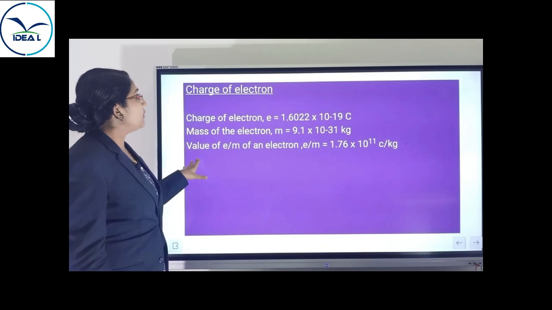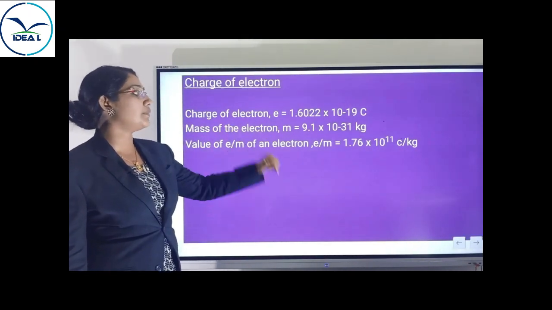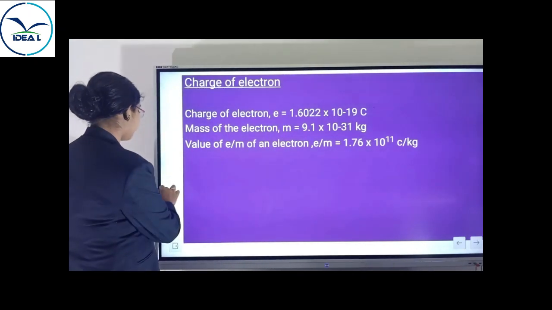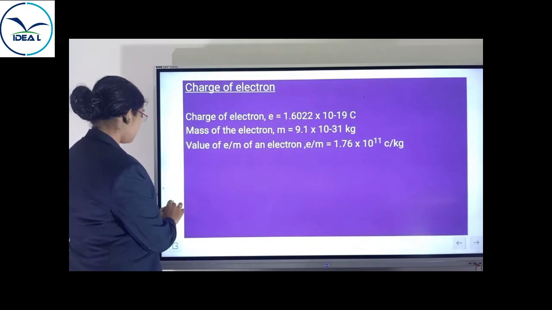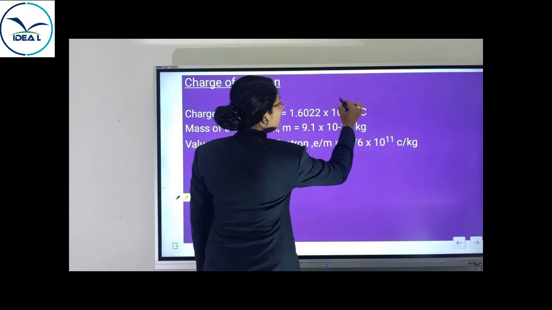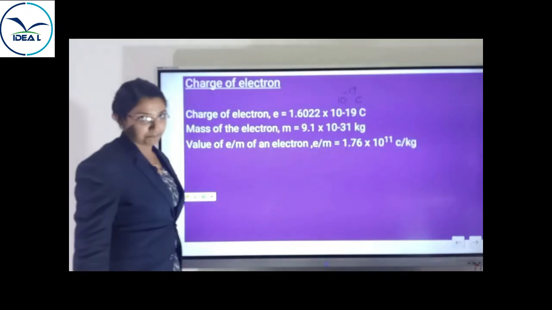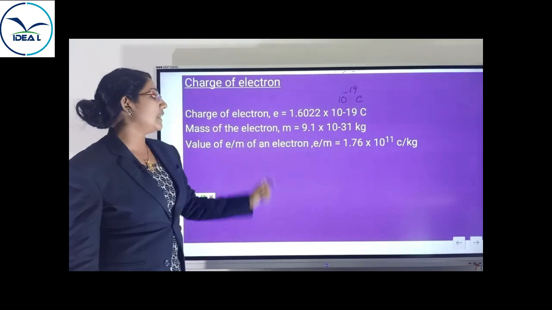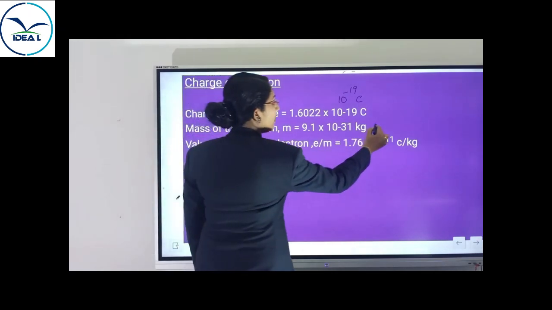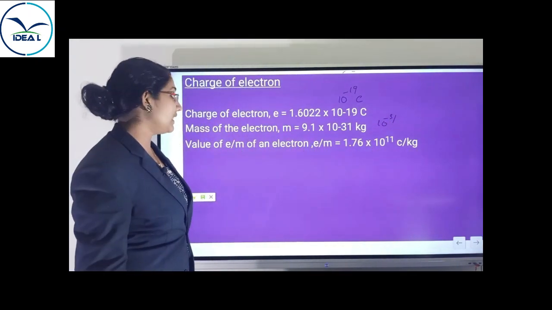Simply, the sum of the points. Charge of the electron, e, is equal to 1.6022 into 10 raised to minus 19 coulomb. Then mass of the electron, m, is equal to 9.1 into 10 raised to minus 31 kg.